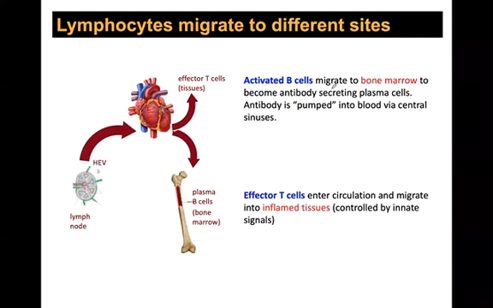Now, effector T cells, cells whose job is to go and kill cells or go and help out with the response, go to wherever the infection is, or into inflamed tissues. And this is controlled by those chemokines that are telling them, hey, there's something here, you should probably come here to do your job.